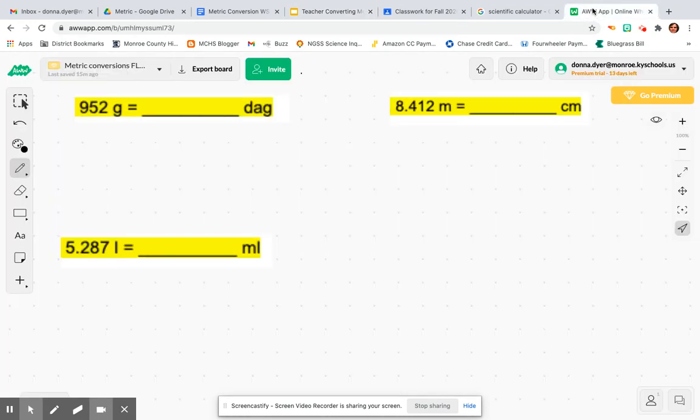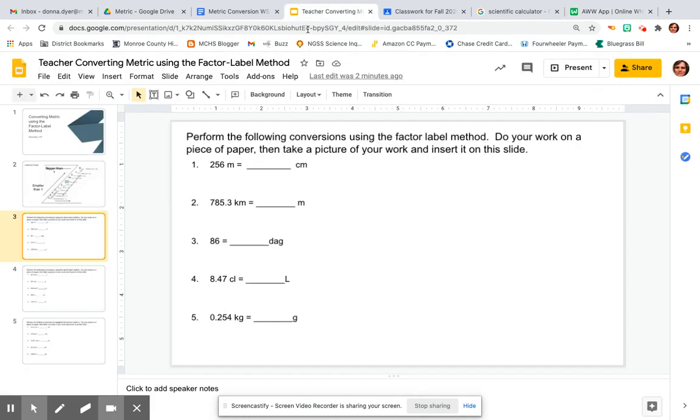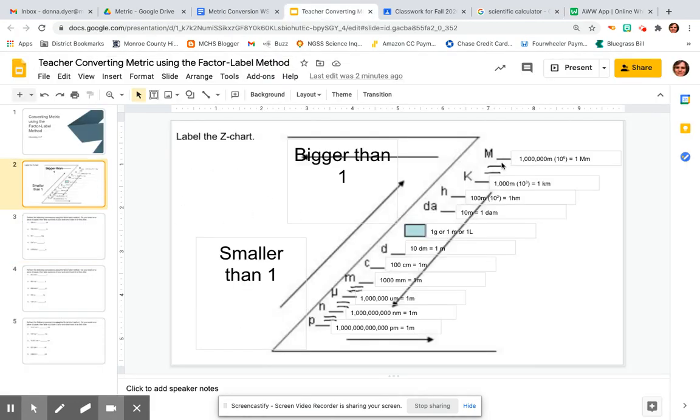So what we're going to do, and these are the steps that you're going to take to do the factor label method. The first thing we're going to do is take what we are given and put it over 1. Okay, so for the factor label method, we have to use conversion factors, which are these things here on our Z-chart. Now, all conversion factors won't be on a Z-chart, but the ones that we're using today are. So these are our conversion factors.